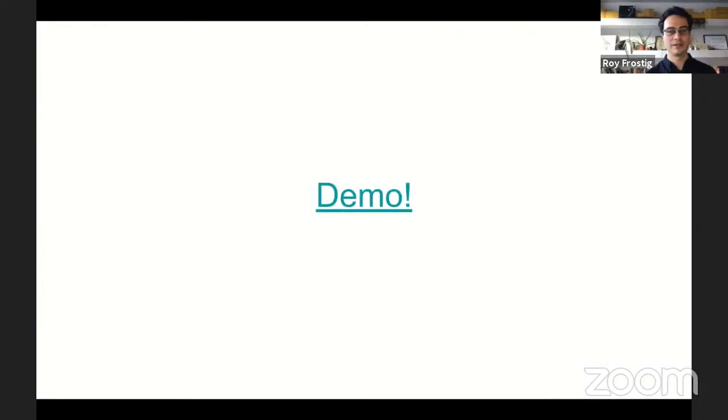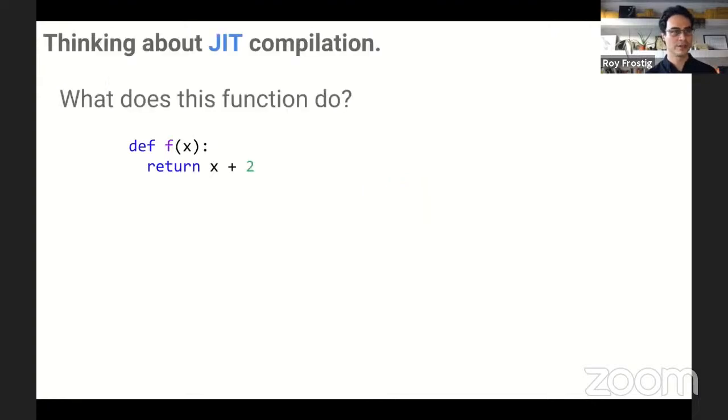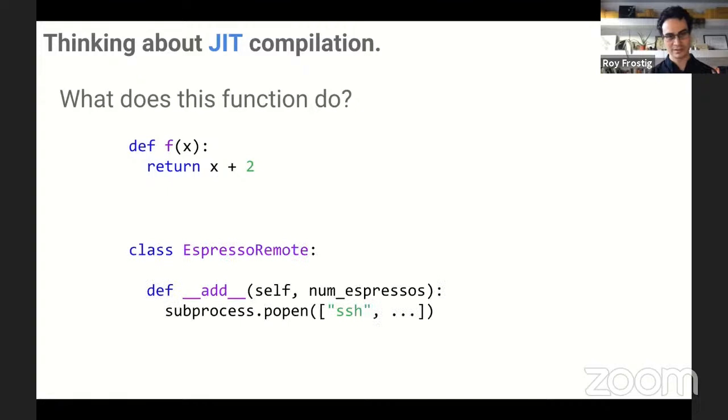I want to go a little bit into how JAX works, though not in too great of detail. And I want to ask you, what does this function do here? You might be tempted to think that this function returns its argument plus 2, but x in Python can be of any type given only the Python source, and the meaning of plus can vary by type. So if x is one of these espresso remote objects, then adding 2, for all we know, could SSH into our espresso machine and start brewing 2 coffees. In other words, we don't know what f does without some type information about its arguments. And in Python, we only find that out when the function's called.